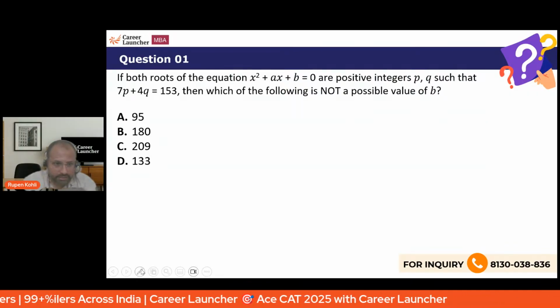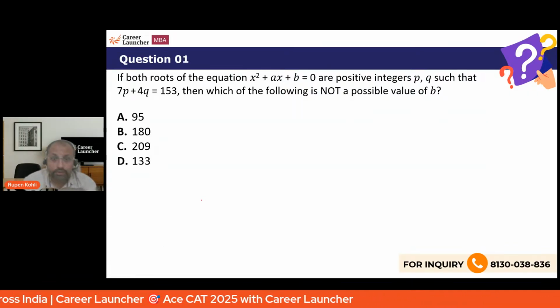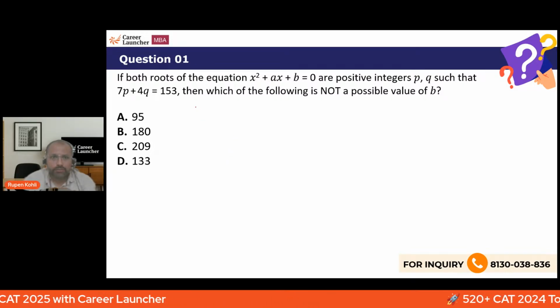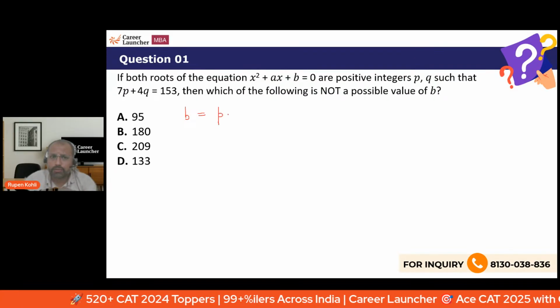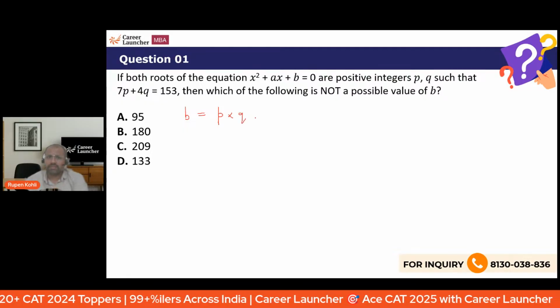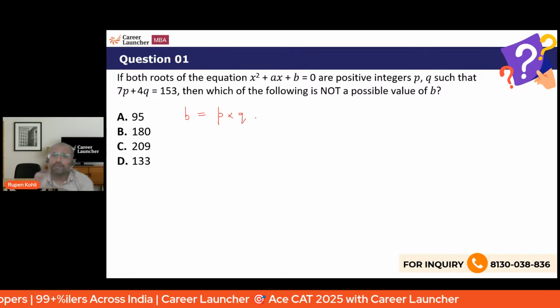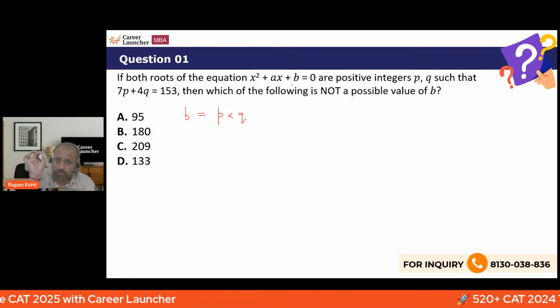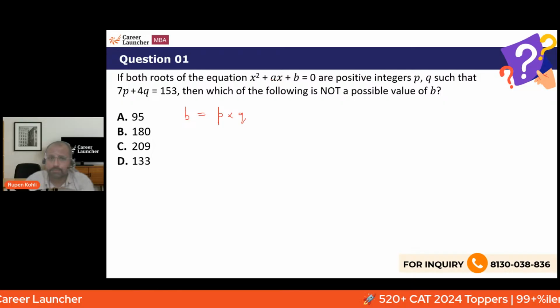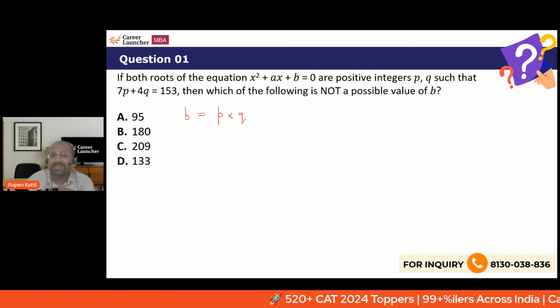Wonderful. Cannot get better than that, isn't it? So what is b? The constant term. And since the coefficient of x square is 1, can I say this b is simply the product of the roots, p into q? Because what is the product of roots? The constant term upon the coefficient of x square, not the negative sign. So that is b over 1, or simply b. So b is p into q.